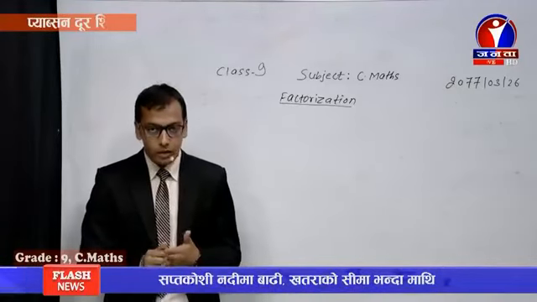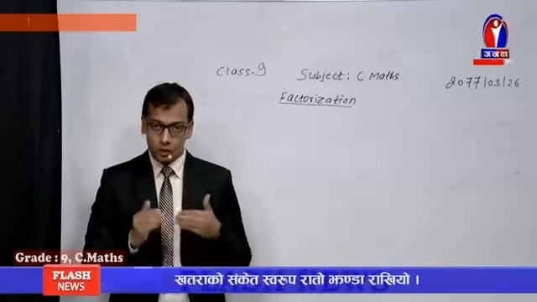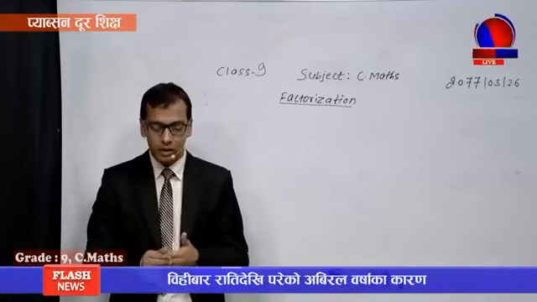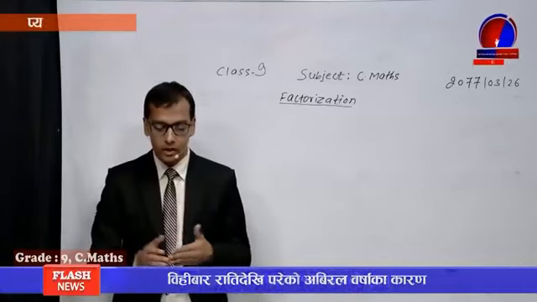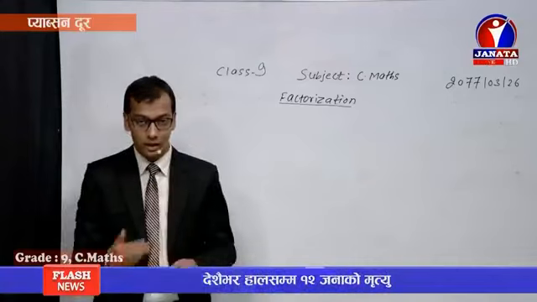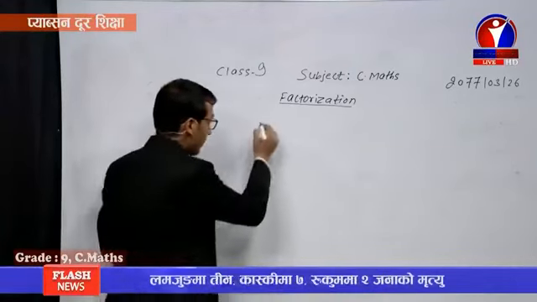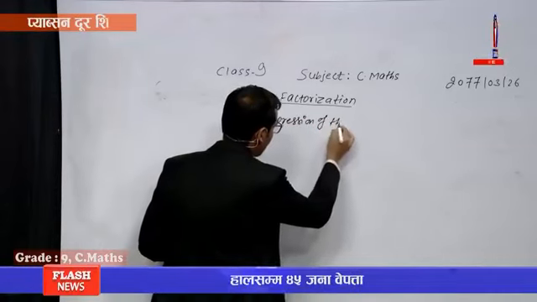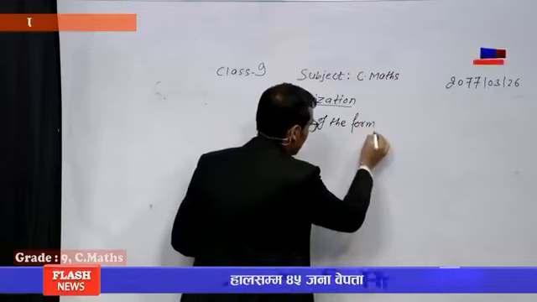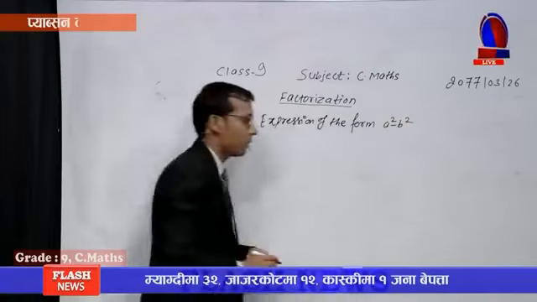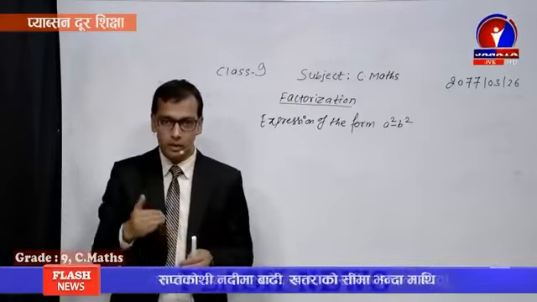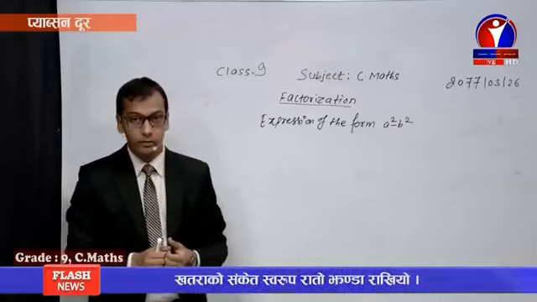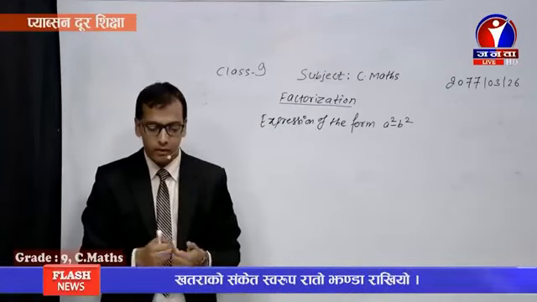Today's main objective is that we will be discussing some factorization based on the a squared minus b squared form. So expression of the form a squared minus b squared is today's main objective. Based on this form, we are going to learn some factorizations.